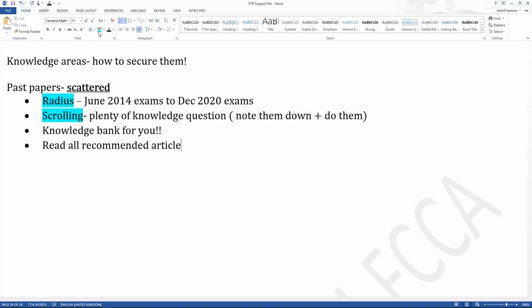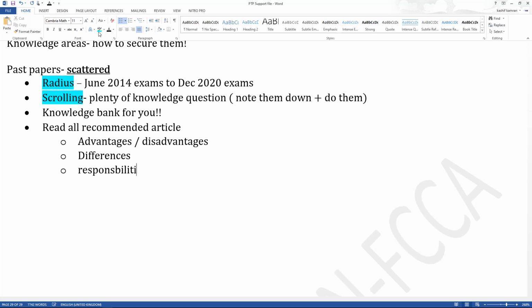Right? So when you are reading all the articles, try to find the advantages and disadvantages wherever given. In any article, if you find advantages and disadvantages, note it down. If you find differences between something, note it down. If you find responsibilities of the management and the auditor, note it down, because these are potential areas which have come in the past paper. Is that clear to all of you?